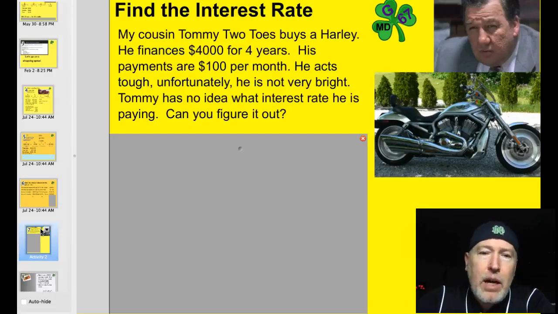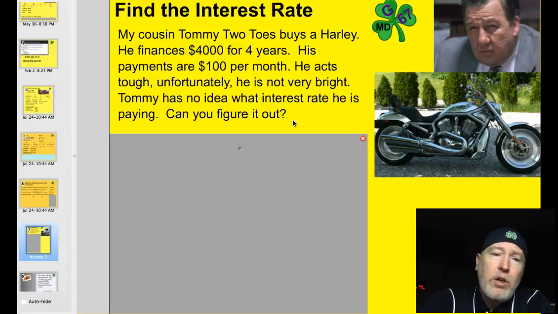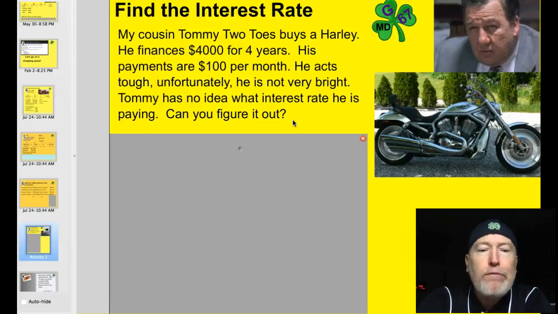Yeah, but how about these kinds of problems, where you have to actually find the interest rate? Well, as long as you have that formula PRT equals I, as long as you have 3 of those variables covered, you can find the 4th. So my cousin Tommy Tutos buys a Harley. He finances $4,000 for 4 years. His payments are $100 per month. He acts tough, but unfortunately he's not very bright. Tommy has no idea what interest rate he's paying. Can you figure it out?